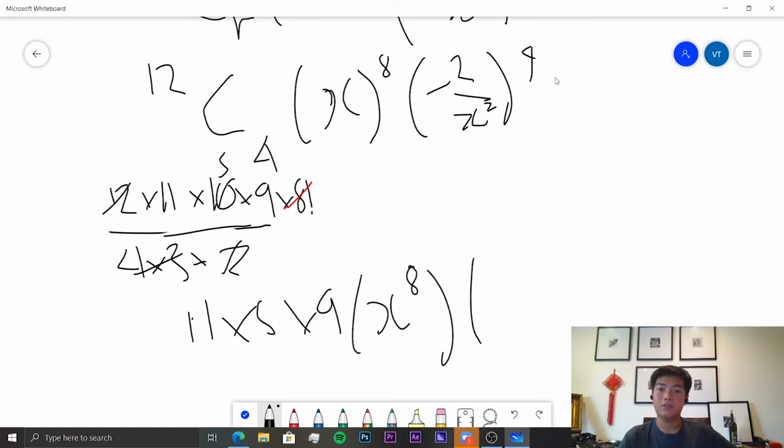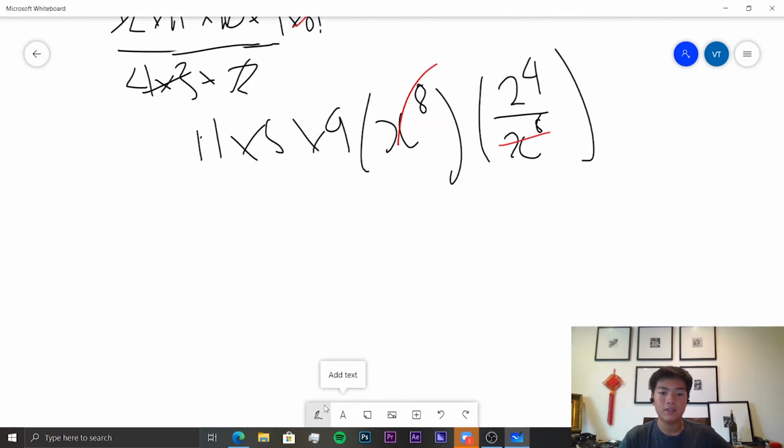And we have negative 2 over x squared to the 4th power, which is equal to 2 to the 4th power over x squared to the 4th power, which is x to the 8. Since we have x to the 8 and 1 over x to the 8 here, we can cancel those out. So the final term will be 11, it's in red.